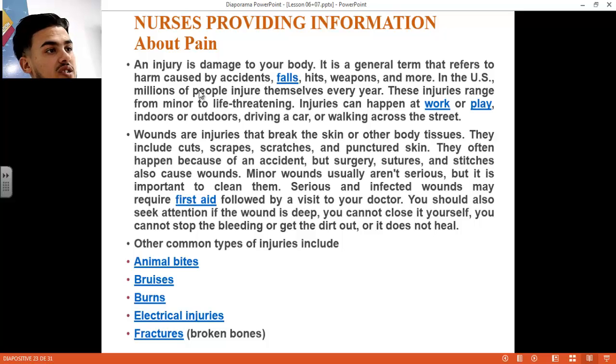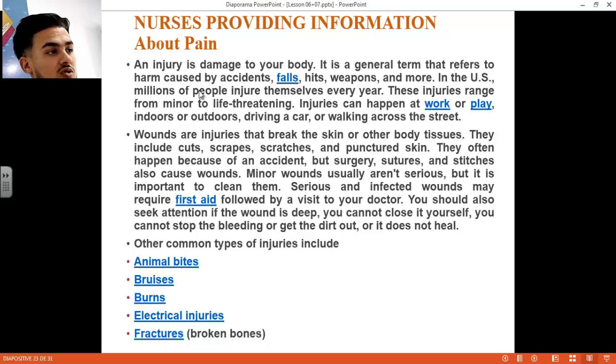Wounds are injuries that break the skin or the body tissues. They include cuts, scrapes, scratches, and punctured skin. They often happen because of an accident, but surgery, sutures, and stitches also cause wounds. Minor wounds usually aren't serious, but it is important to clean them.